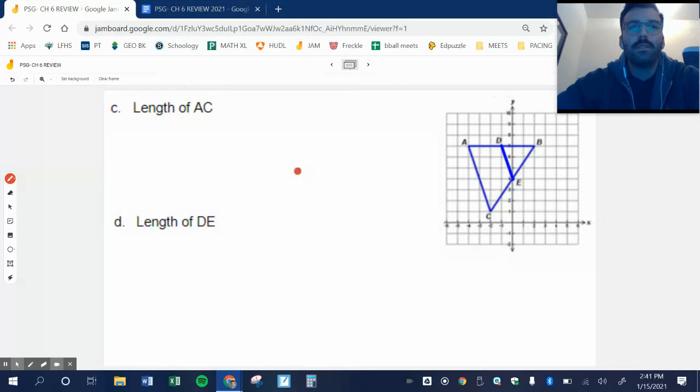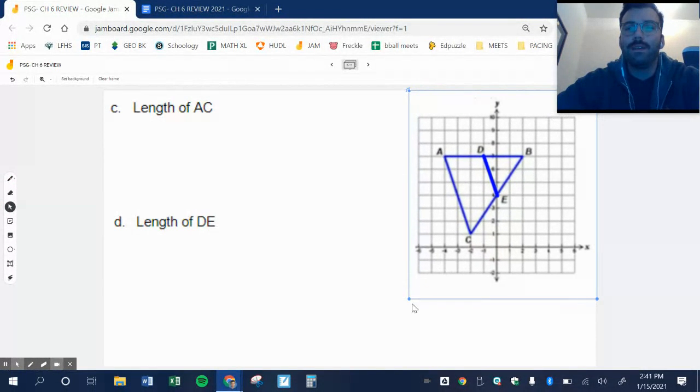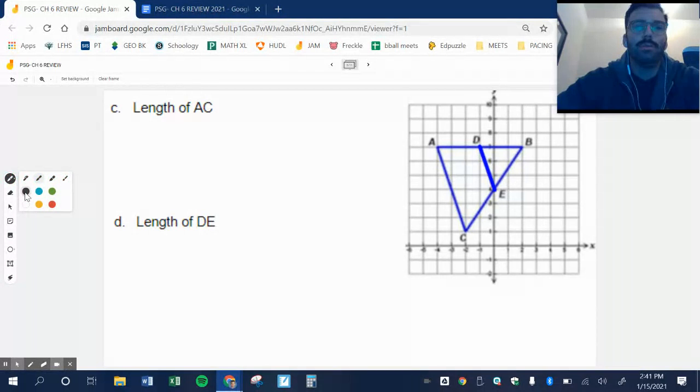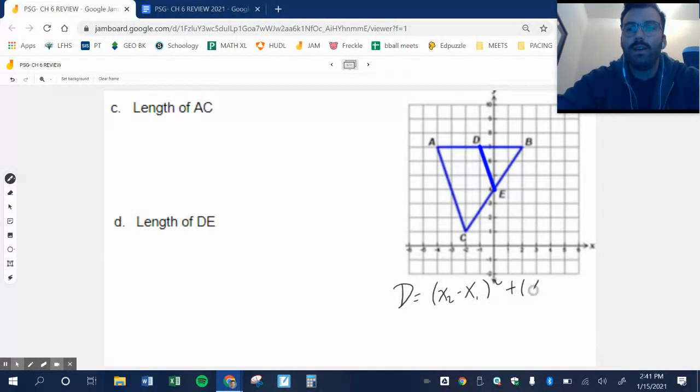Okay. Let's talk about length. All right. Length of AC and length of DE. Remember, in order to find the length of these segments, I'm actually going to be using the distance formula. So I'm going to write that down. I'll put that down here. Let's see if I can do this and fit this in. Plus y2 minus y1 squared, and that is all underneath the square root.